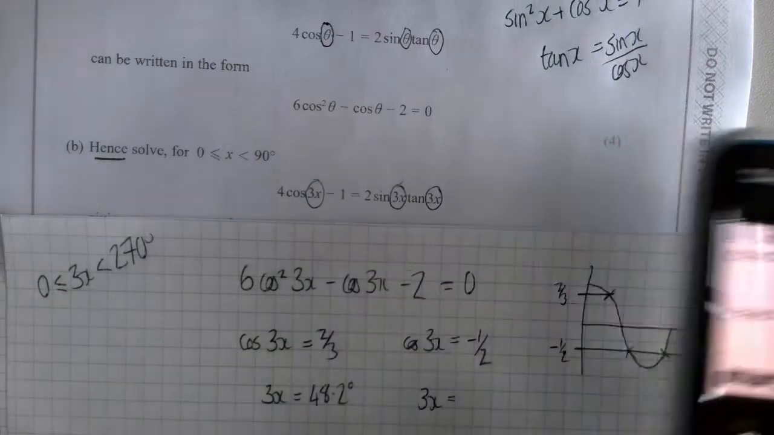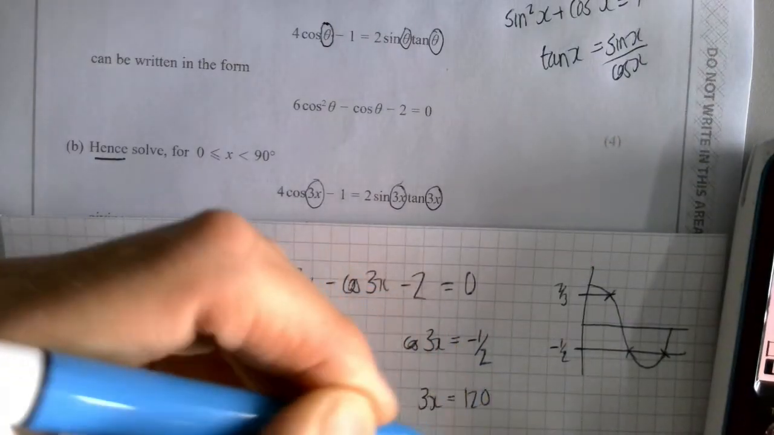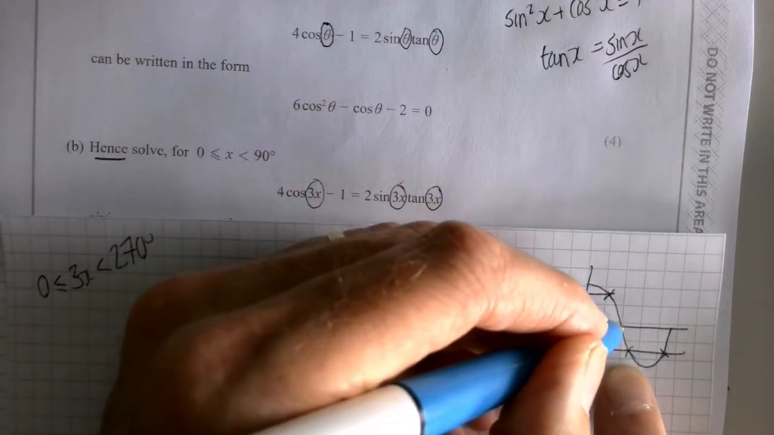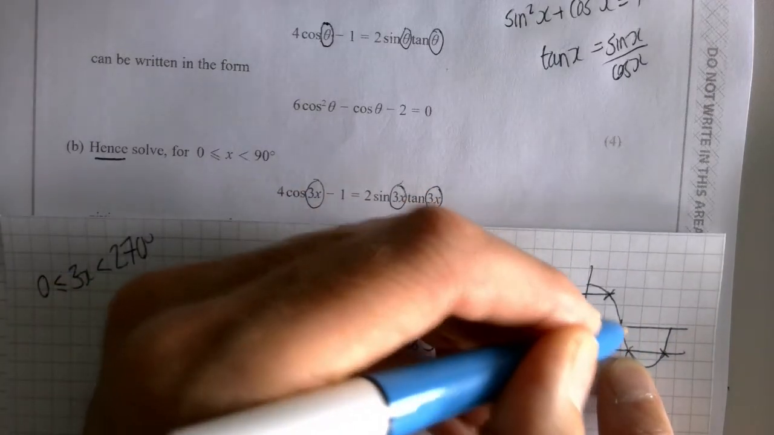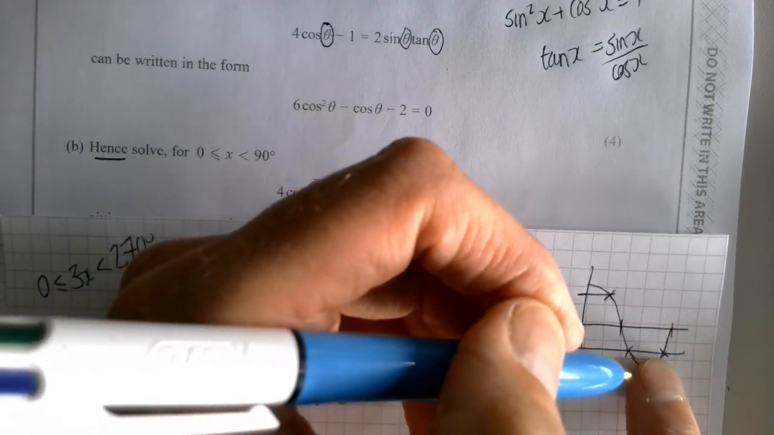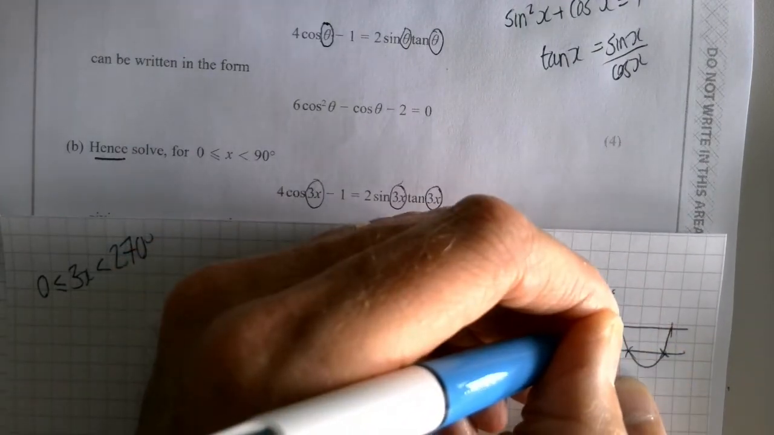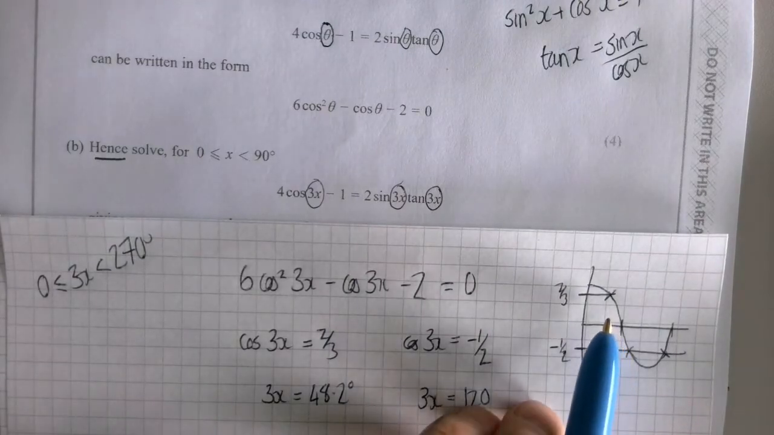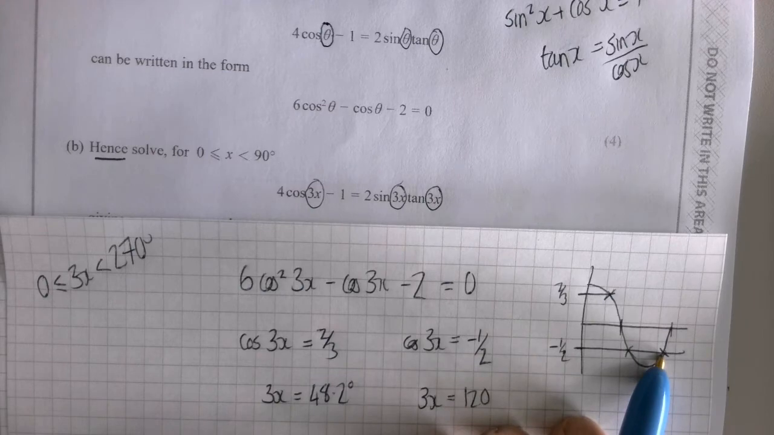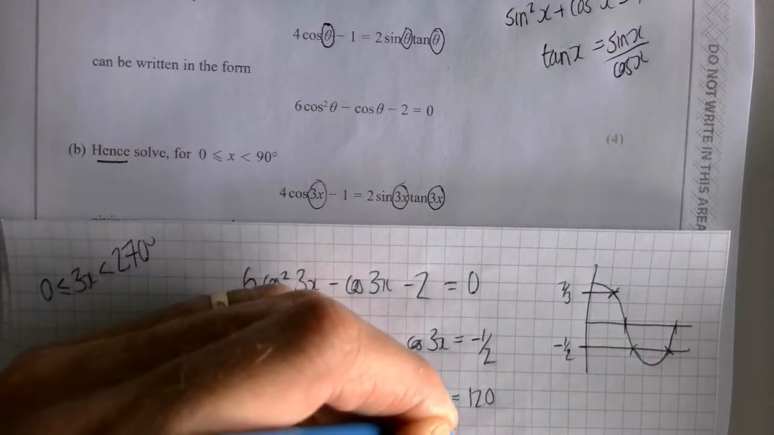And that gives me 120, which makes sense. So that's going to be 120 there. So this one will be 270 minus 90. So that is 30 degrees more than that, so that will be 30 degrees before 270. So that's 240.